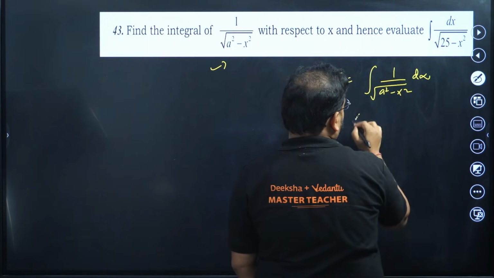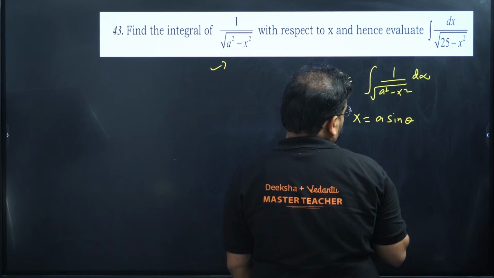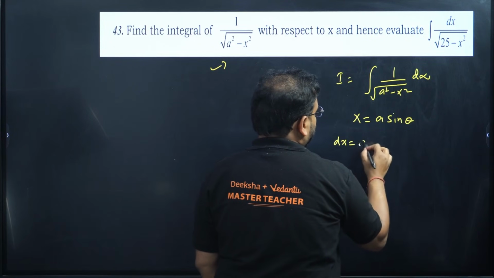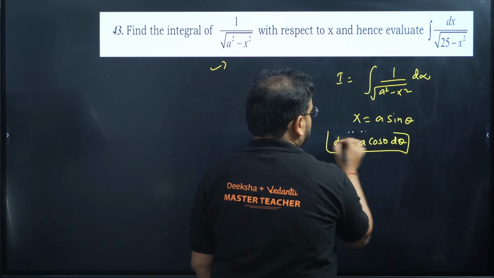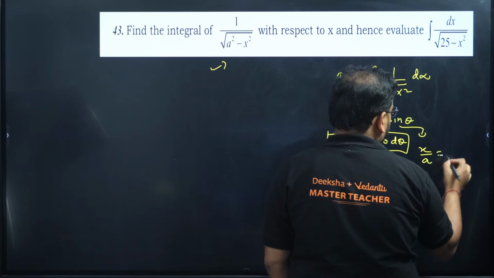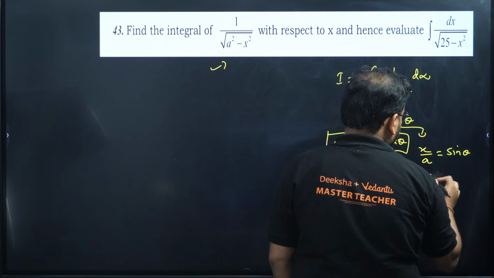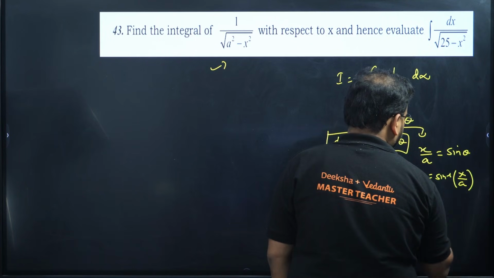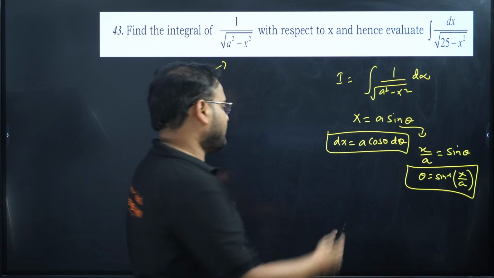X equals a sine theta. So let's differentiate. I'll get dx equals a cos theta d theta. From here just find the value of theta also. So x by a equals sine theta. Theta equals sine inverse of x by a. Just for the sake of it, we found it.